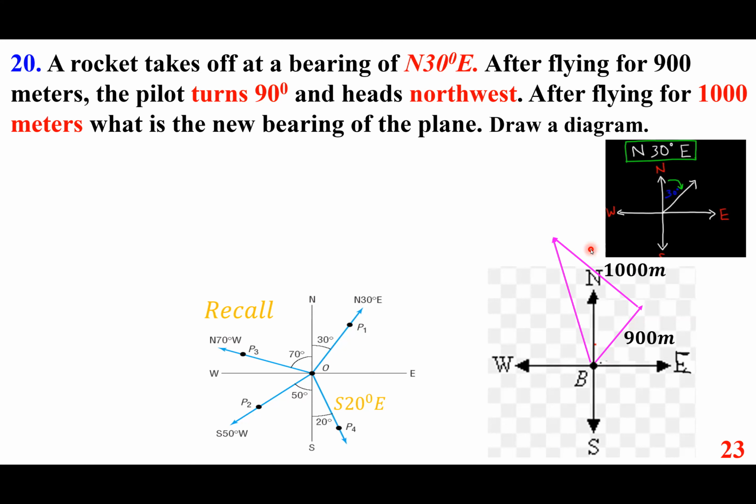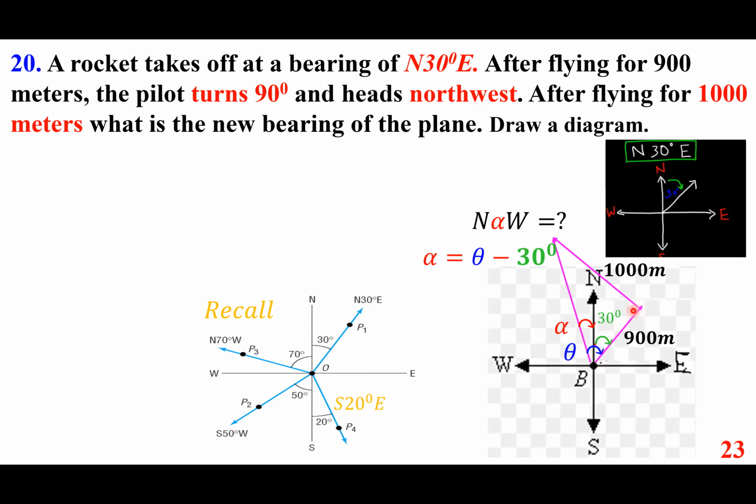We are interested in finding the new bearing. So what is the new bearing? The new bearing is north, whatever this angle is, alpha west. That's what it is. So we can find this angle theta. We know this is 30 degrees. So theta minus 30 degrees is of interest to us. Alpha is theta minus 30 degrees.